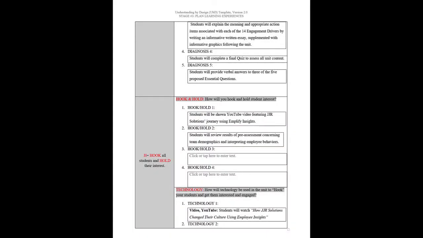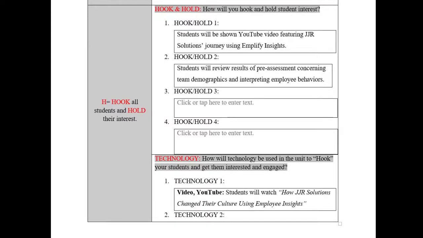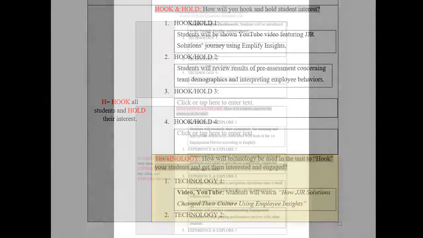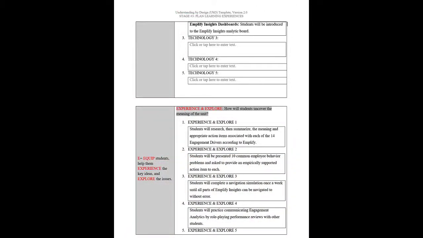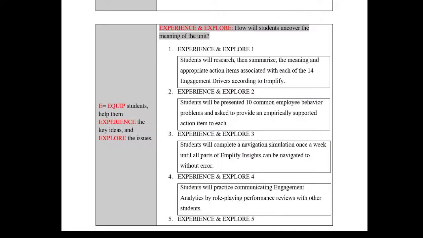The second letter in WHERETO is H, and its emphasis is on hooking the attention of your students and holding it there. To do this, you will need to select tools that really inspire students to want to learn. Using technology as a catalyst for this is a great option. Next, we come across the first E in the acronym. This step is all about equipping students for the best educational experience. You must ask yourself, how can you challenge students to uncover the meaning of the unit?